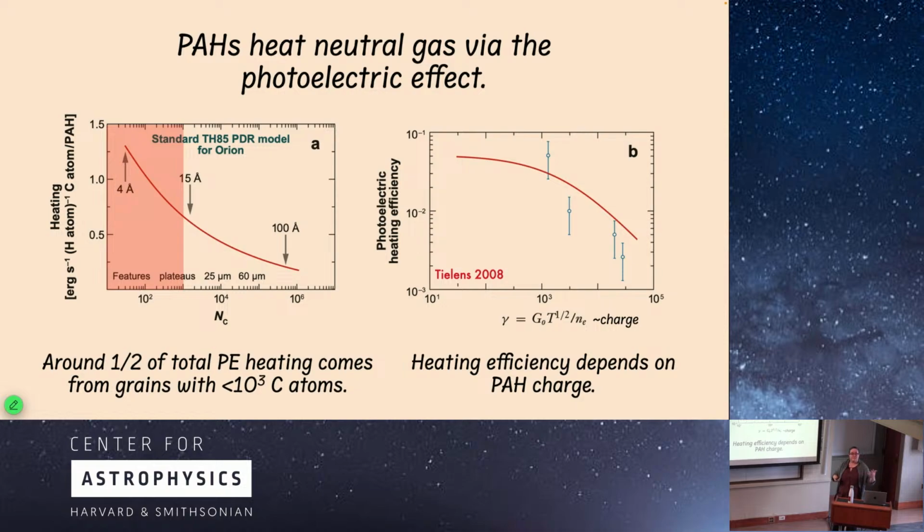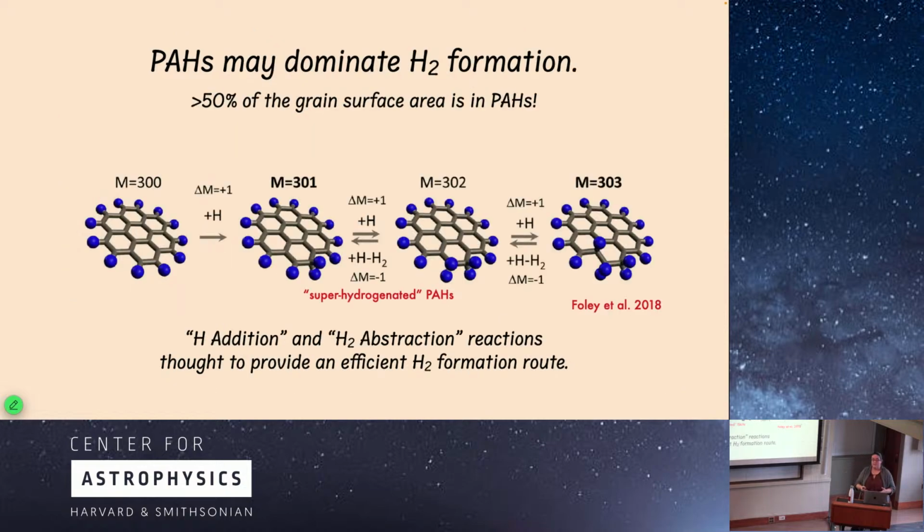In addition to setting up the conditions for H2 formation, PAHs may actually dominate H2 formation itself. About 50% of the grain surface area is in PAHs, and the formation of molecular hydrogen occurs on grain surfaces. There may in fact be very efficient routes, through H addition and H2 abstraction reactions, that form molecular hydrogen on PAHs. So they are also very important from that perspective, forming the actual molecular gas themselves.